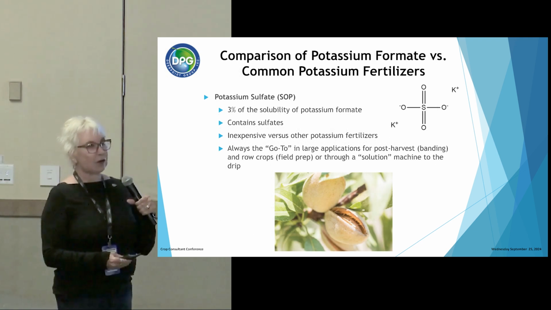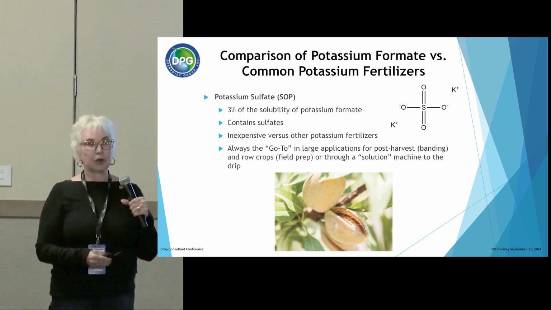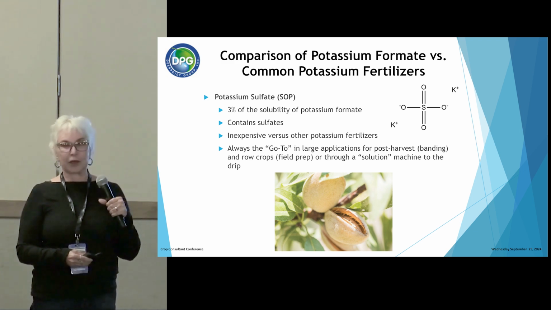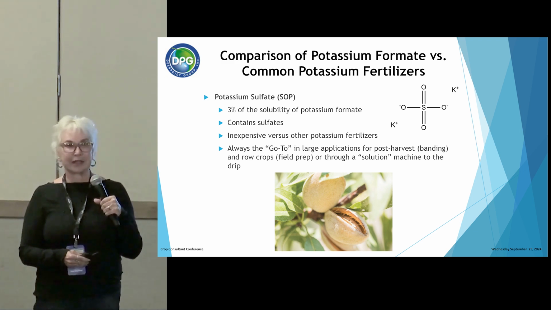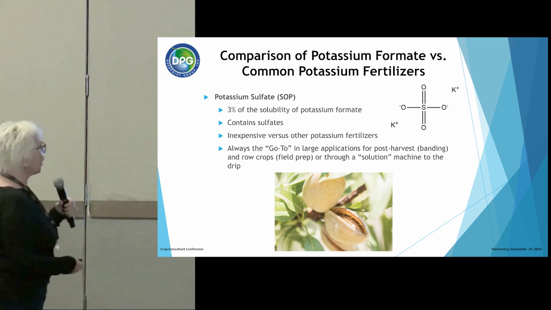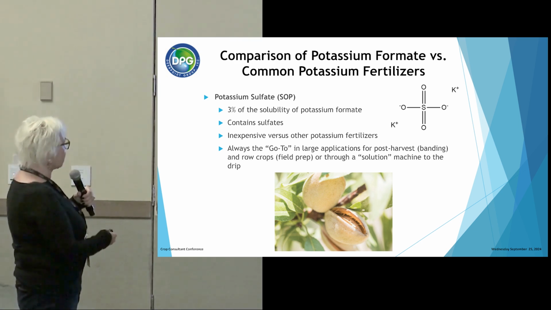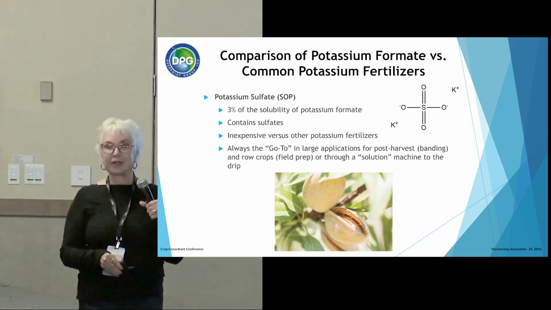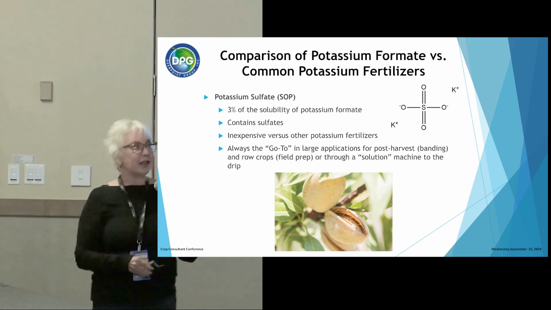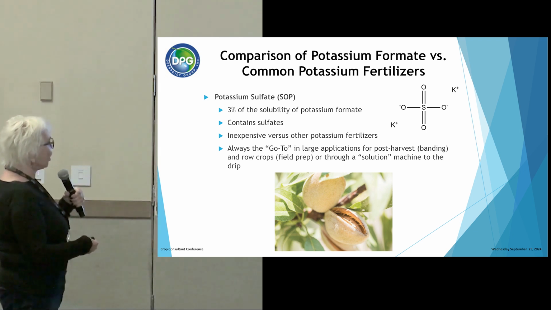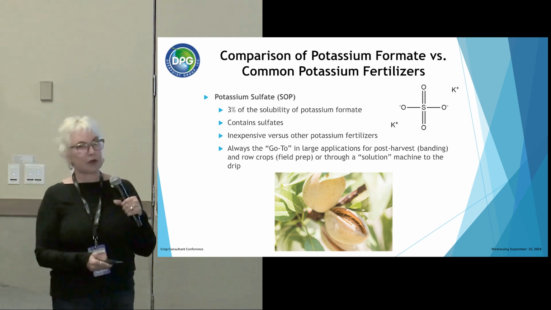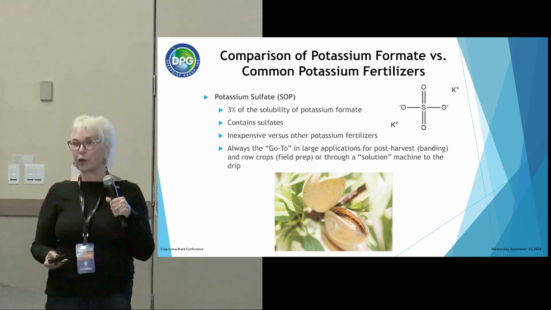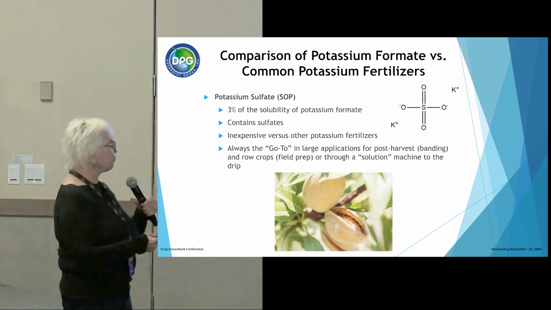And then finally, potassium sulfate, very good and dependable. Sort of the go-to on post-harvest permanent crops, banded on either side of the tree row. Only 3% of the solubility of potassium formate, but gosh, it's 50% K2O, so who doesn't like that? So it has been the go-to. It's inexpensive versus other potassium fertilizers, and very much the go-to still on post-harvest applications and ground prep on row crops.